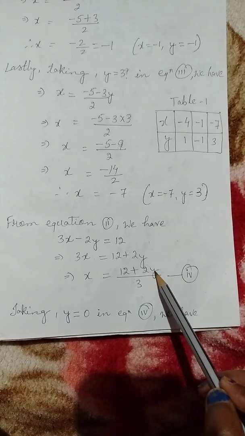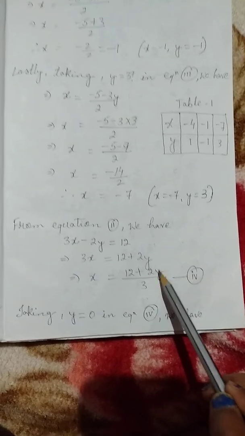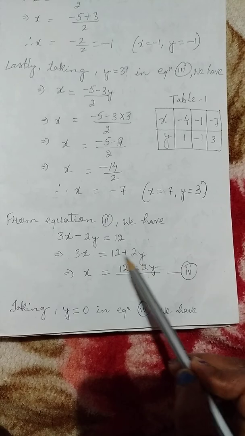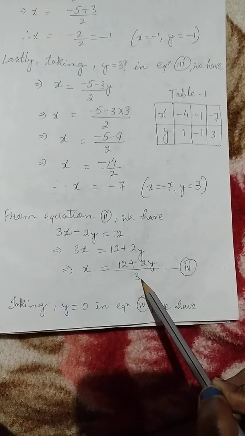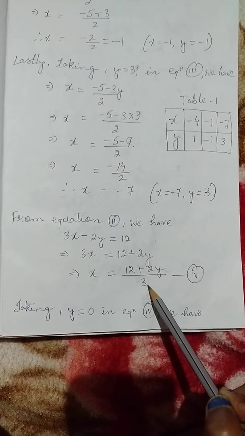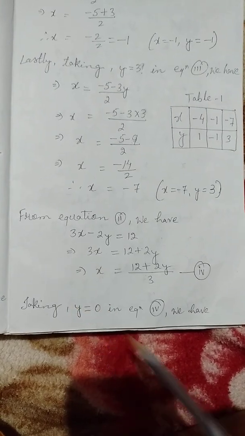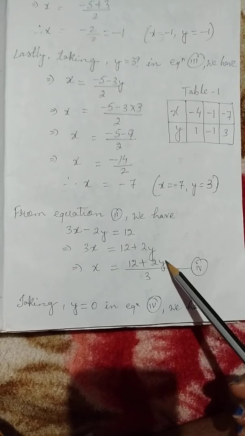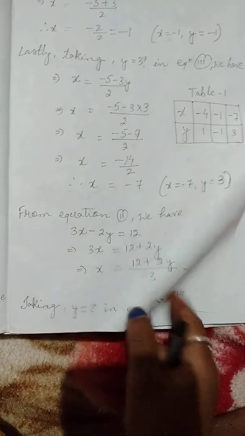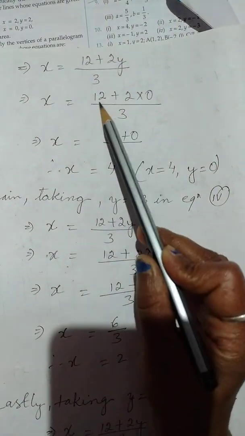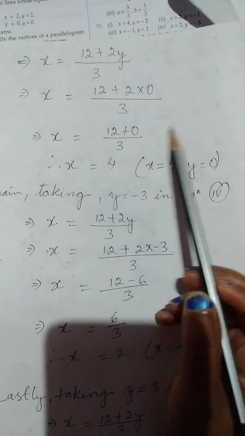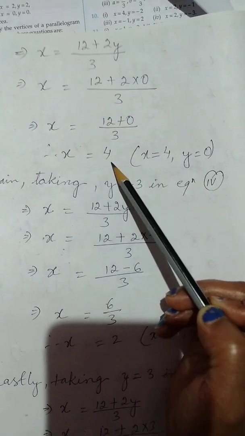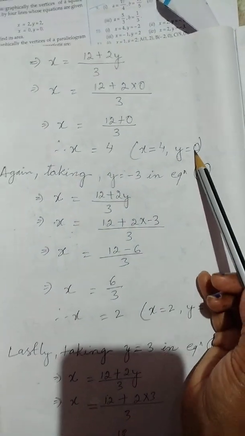Now whatever value of y I take, I have to remember that at the end it should be divisible by 3. Otherwise, a fraction we cannot plot in the graph. So what I am taking first, y equal 0 in equation 4. That means now in place of y we will write 0. So writing 0, it will be 0. 12 plus 0, that is 12 divided by 3 is 4. So x for y 0.